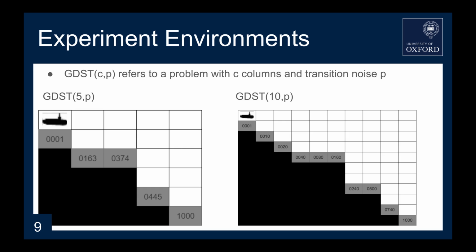In the visualizations on the slides, the treasure is represented by the squares with numbers on them. Treasure is more valuable the deeper it is found, and the trial ends when a single piece of treasure has been collected. The generalized version of deep-sea treasure has a variable number of columns that can be used to vary the scale of the environment. It also has a transition noise, a probability that a strong current sweeps the submarine into one of the adjacent squares. We use GDST of CP to refer to a problem with C columns and a transition noise of P.